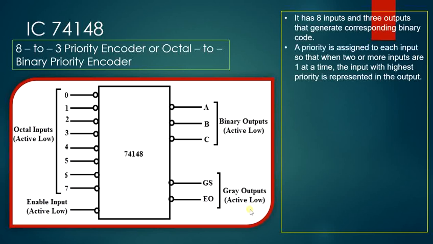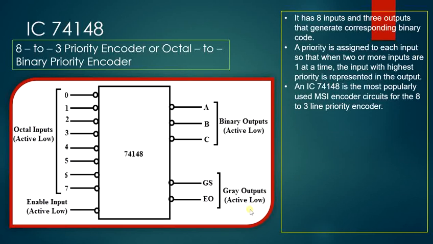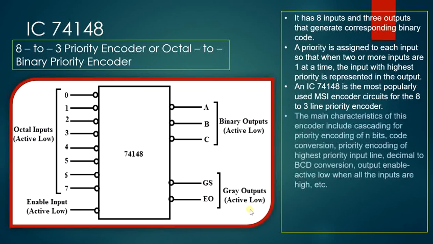You have the priority which is assigned to each input, so that when 2 or more inputs are one at a time, the input with the highest priority is represented at the output, like we have seen in the priority encoder. And this particular IC, that is IC 74148, is one of the most popular ICs which is used in the medium scale integration circuits for 8:3 line priority encoder.